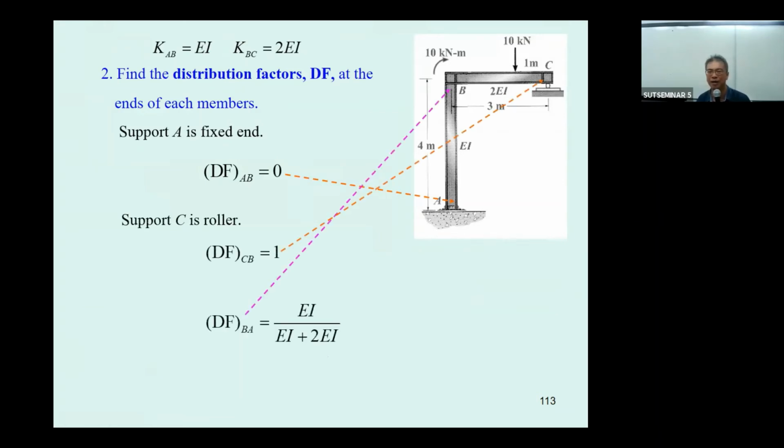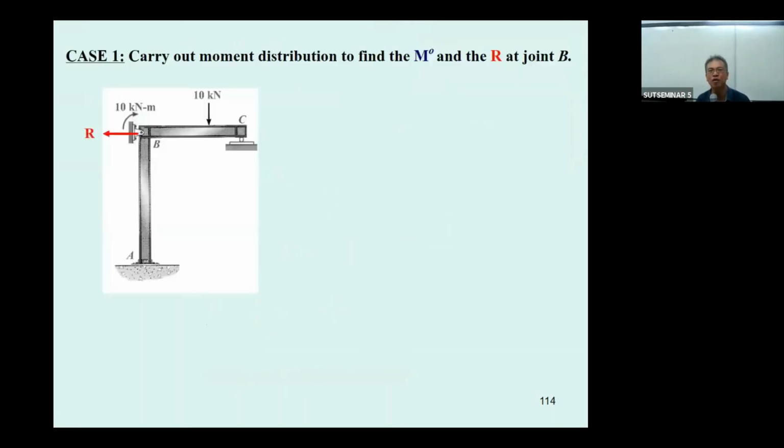For this one, it is going to be the stiffness of the column, EI, divided by the summation of the joint stiffness, EI plus 2EI, which is 0.333. If possible, put another 3 here. And for BC, just 1 minus 0.333, and then you get 0.6667. Okay. And now you're going to do the case 1 moment distribution. But before that, you have to find the fixed end moment for case 1.